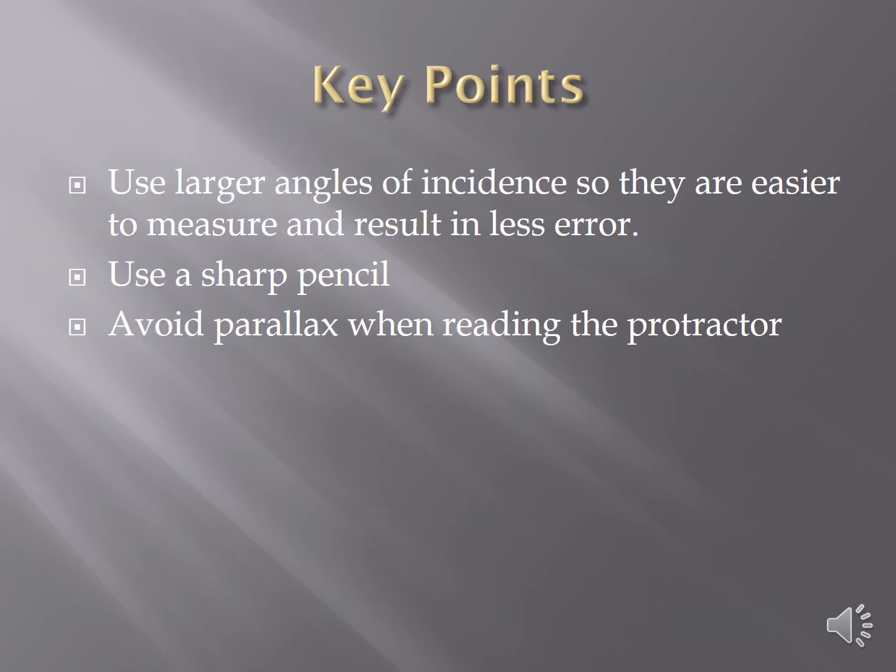Key points for Snell's law experiment. If you use larger angles of incidence, they are easier to measure, number one, and if you're out by a degree, the magnitude of your error is not so significant. Okay, so use larger angles, like 20, 30, 40, 50, bigger, and don't be using 10, 15. Use a very sharp pencil, so you get nice clear lines, easy to measure, and avoid parallax when reading the protractor.